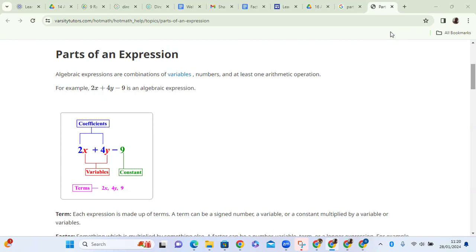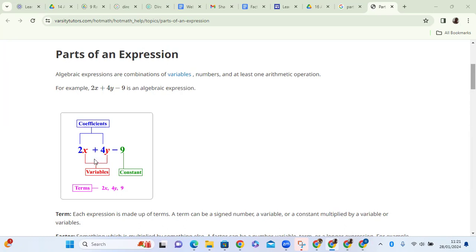So it will be good to know what the parts of an expression are. If you take a look at this diagram very quickly, you'll see that expressions have coefficients. The coefficient is the number multiplying the letter. The letter is called a variable. So the letters in an expression are called variables, and the numbers multiplying them, on the left side or on the right side of them, are called coefficients. And any number by itself is called a constant.